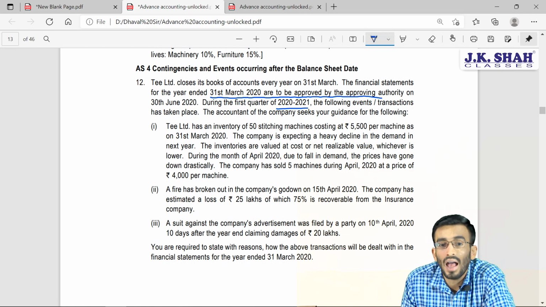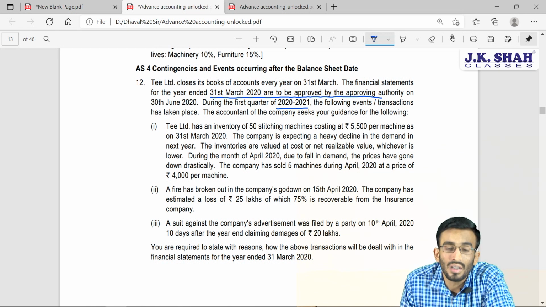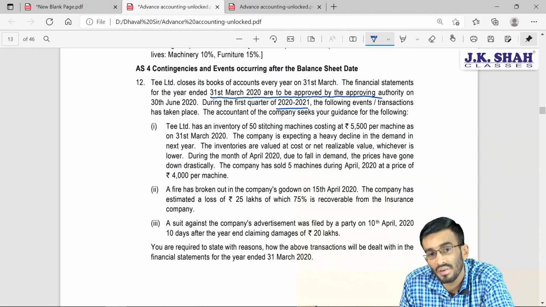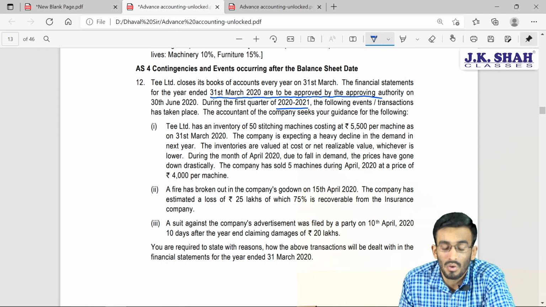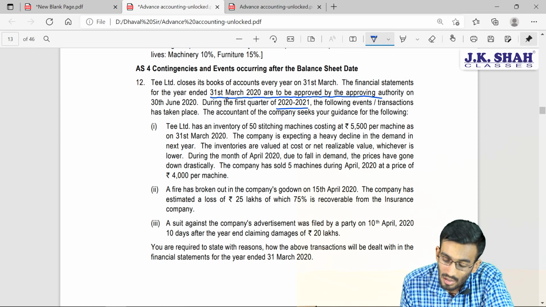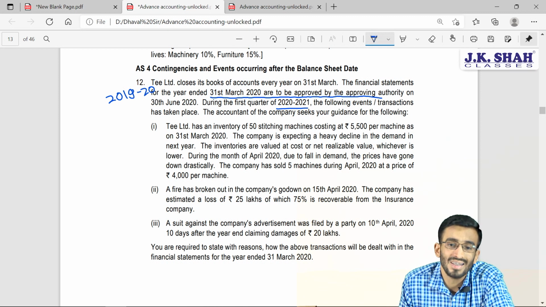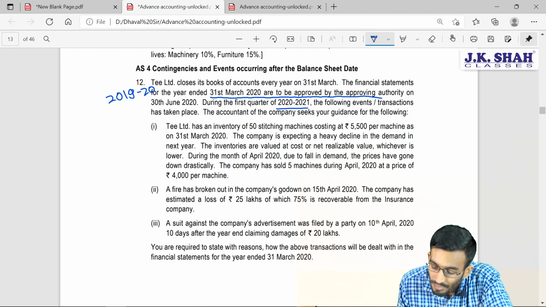So first of all, we have to see whether that particular event which is given in the question is an adjusting event or a non-adjusting event. If it is an adjusting event, then we have to do the adjustment with respect to the financial statement 2019-20 only, and if it is non-adjusting, then we have to give disclosure in directors' report, or if it is an insignificant transaction, then we can ignore giving disclosure also.